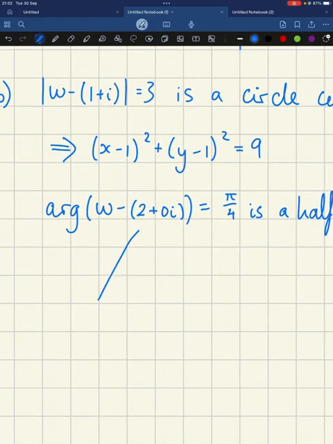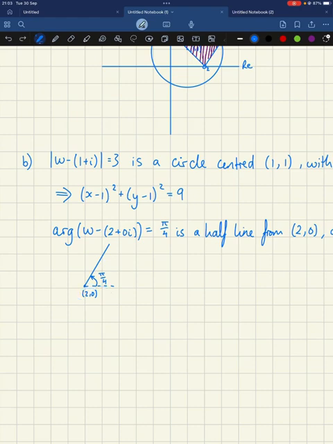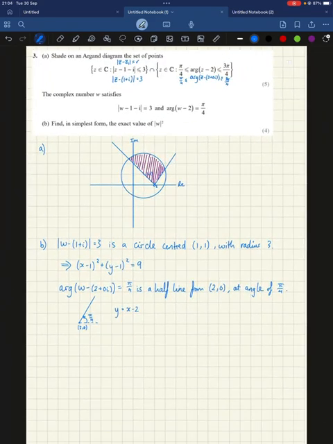Well, we have that. This is 2, 0. That's pi by 4. Well, straight away you should know that the gradient is 1. And it passes through this point. So using our big boy formula, y minus y1 equals m times x minus x1, you can say that y minus y1, which is y minus 0, is equal to 1, which is the gradient, times x minus x1, which is x minus 2. So our line is y equals x minus 2.